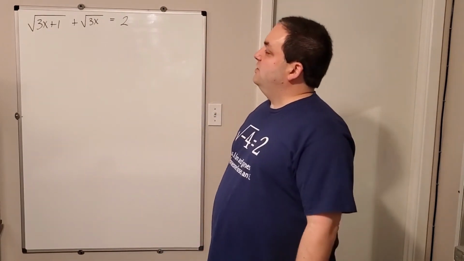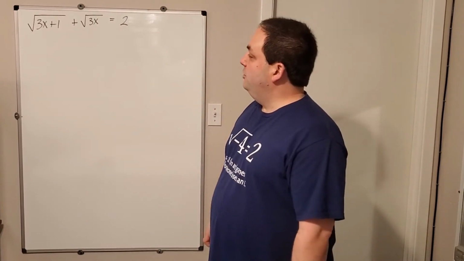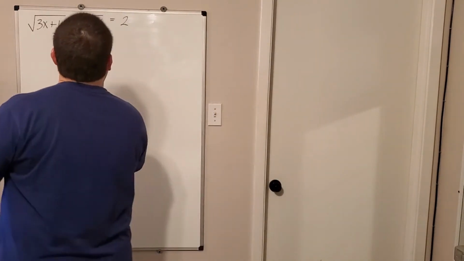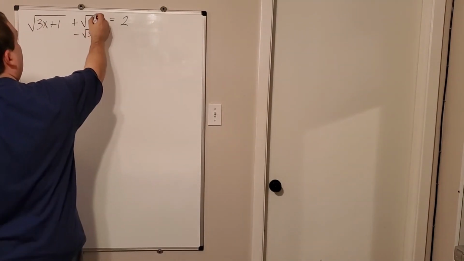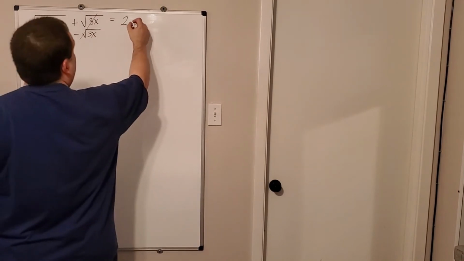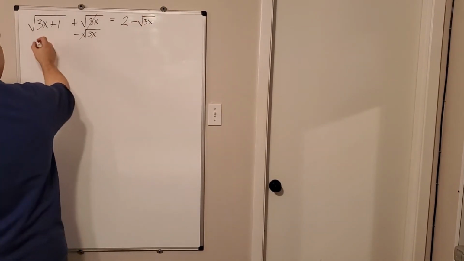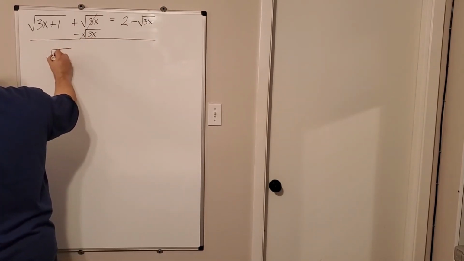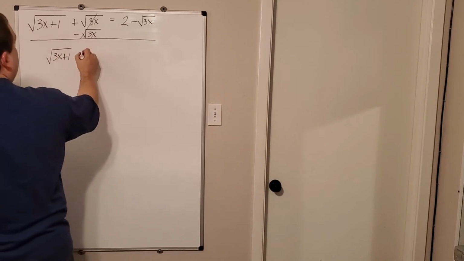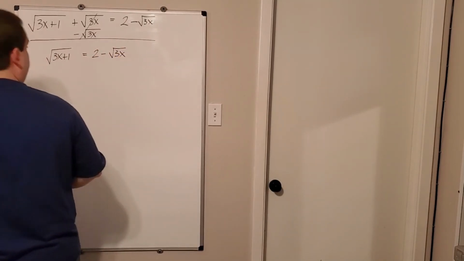So what I'm going to do is focus on him first since he's more complicated. And the way I do that is by subtracting this radical so that he's no longer on this side. Okay? But of course that means I'm going to have to subtract it over here. So what does that get me? It gets me to square root 3x plus 1 is equal to 2 minus the square root of 3x.